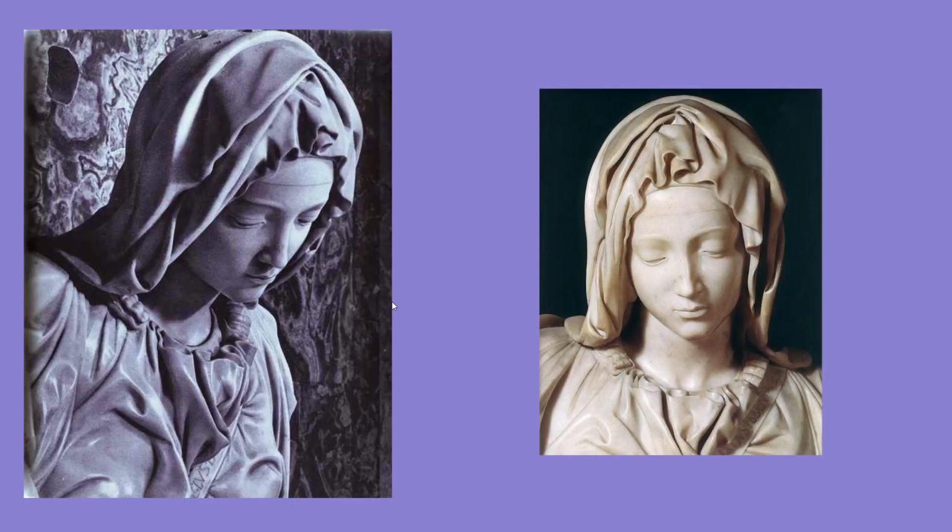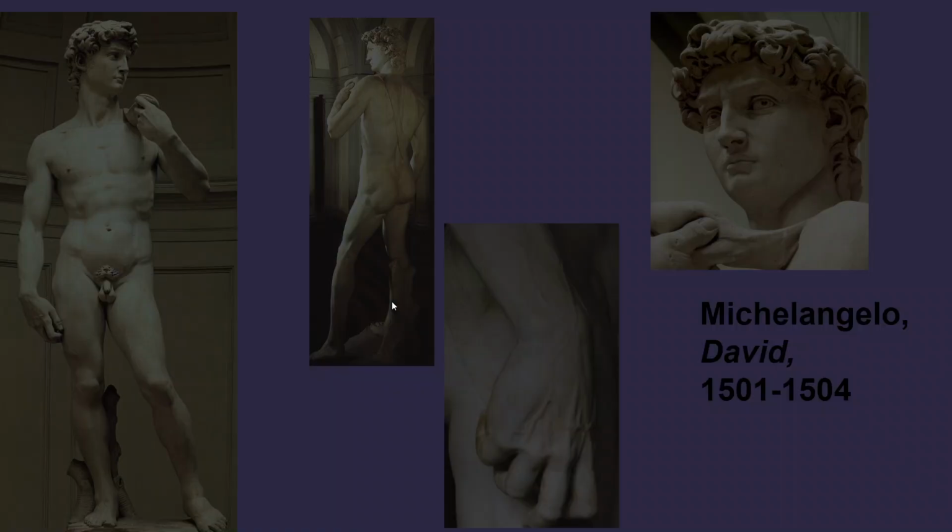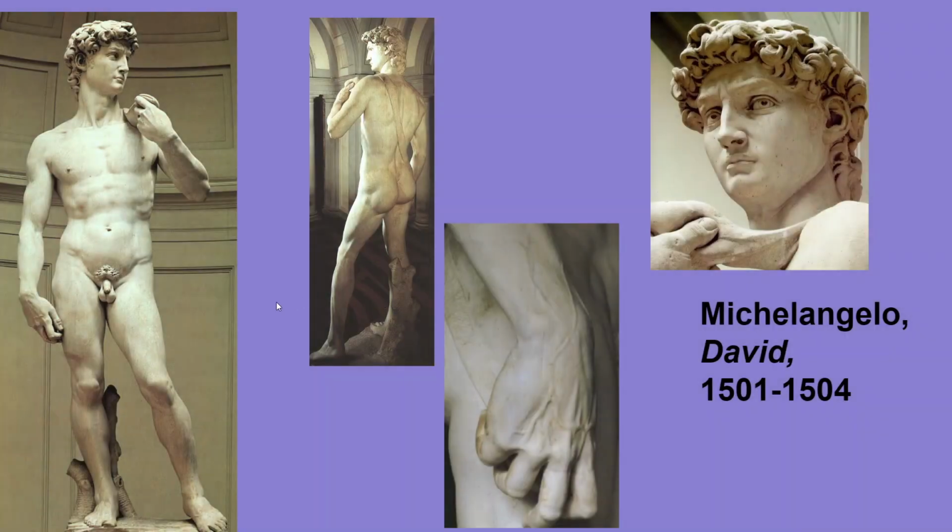So here's another look at the Pietà. Look at that. The fabric folds out of marble. And it's not like clay where you're adding these pieces on. It all has to be carved into the surface. Another famous piece that Michelangelo did, again out of marble, was David.